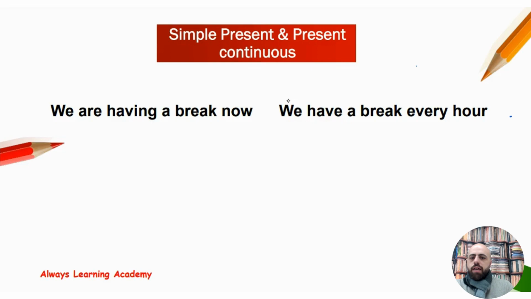Okay, so we are having a break now. This is the present continuous, and the other sentence, we have a break every hour, is the simple present. How do we know? From the shape. Look at the sentence, how we made it here.